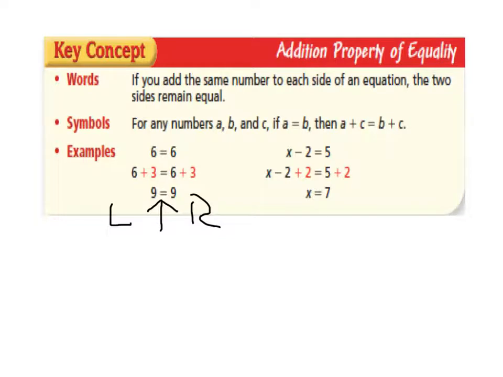We can take the addition property of equality and apply it to this equation in our second example. We want to know what x is. We want to isolate it, but we have a negative 2. How do we get rid of that negative 2 or make it equal to 0? Well, we add its opposite, but whatever we do on one side, we've got to do to the other. So we added 2 to both sides to keep our equation equal on both sides. And we end up with x is equal to 7.